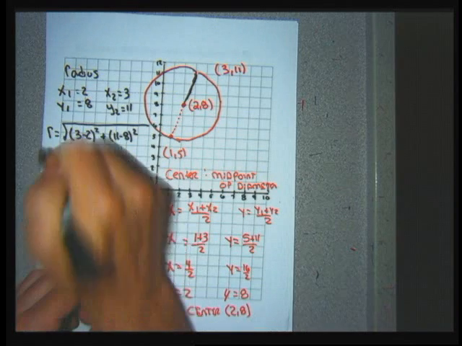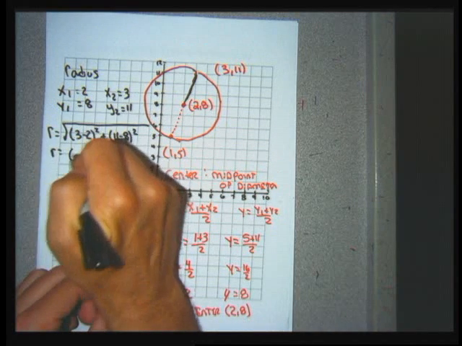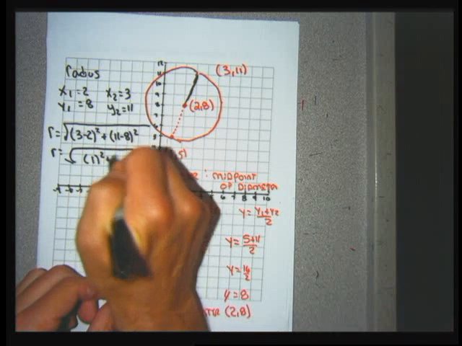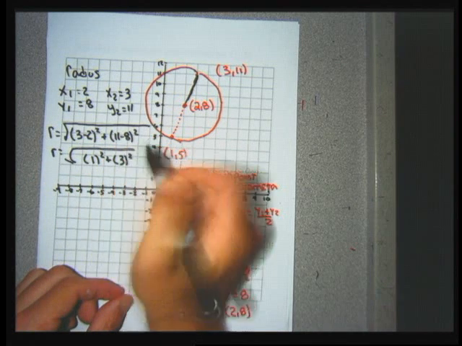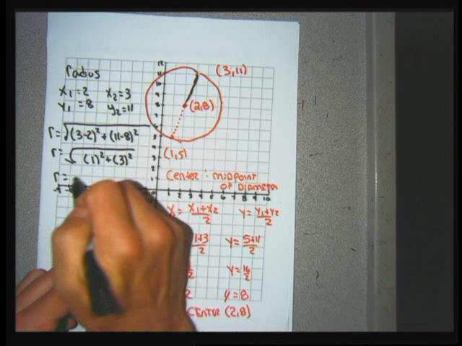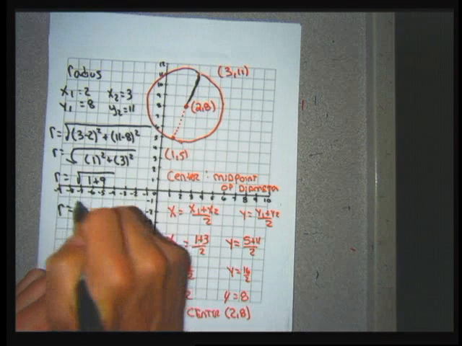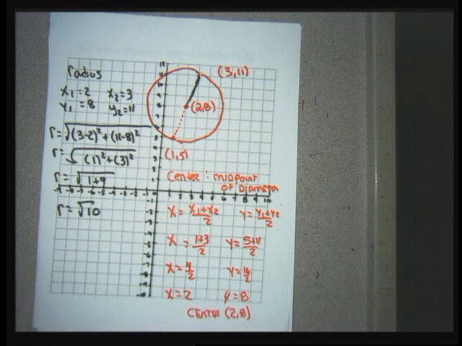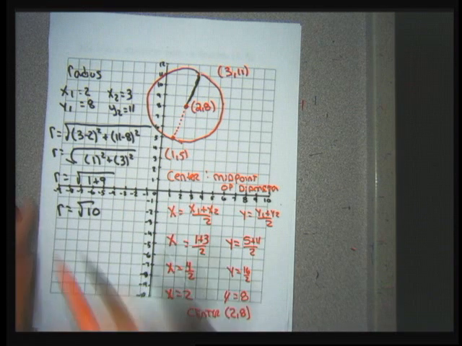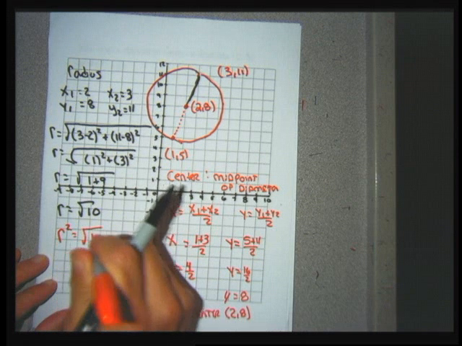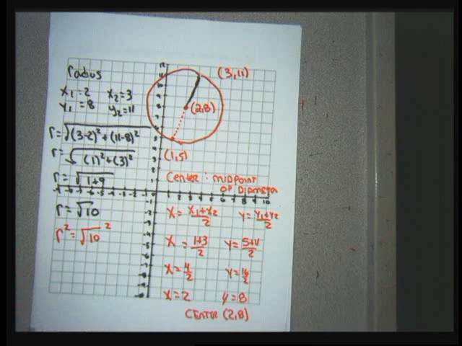So the radius is going to be the square root of 1 squared plus 3 squared. So the radius is going to be the square root of 1 plus 9. The radius is going to be the square root of 10. The formula needs the radius squared. So the radius squared is going to be the square root of 10, squared.